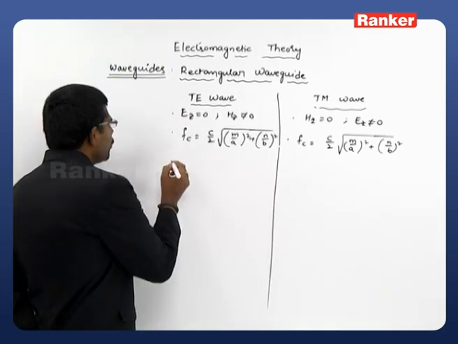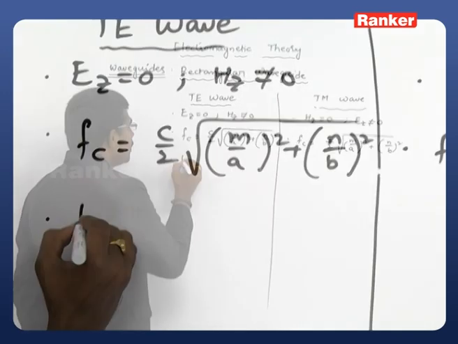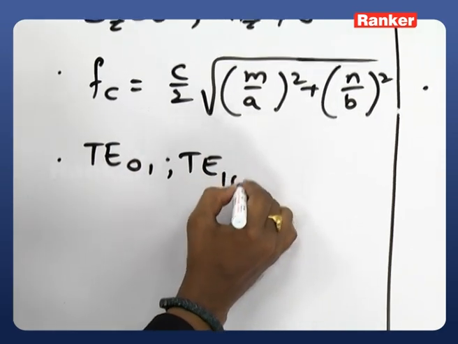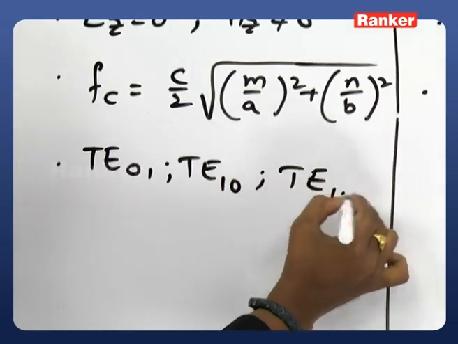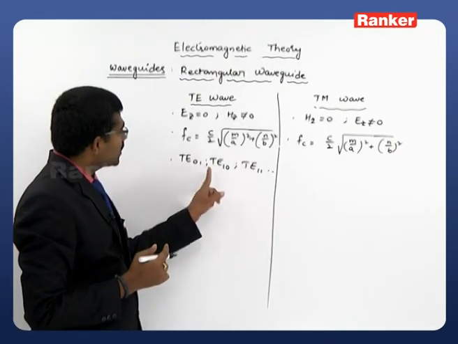And what are the different modes which exist for this one? The modes which exist start from TE01, TE10, TE11 and so on. The TE00 mode does not exist for our transverse electric wave.